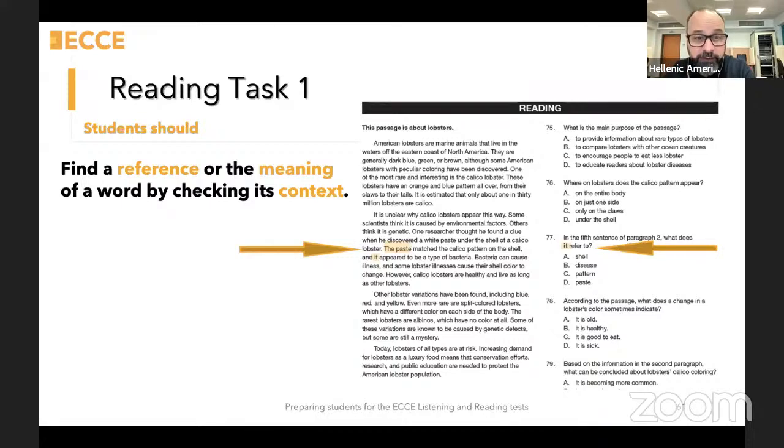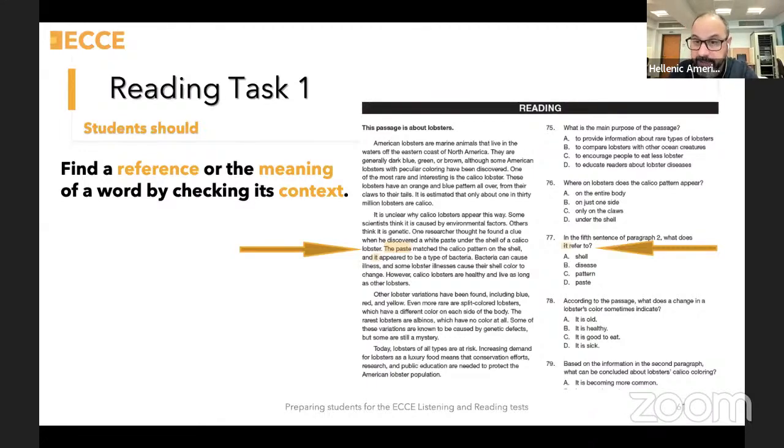And find a reference or the meaning of a word by checking the context. Remember, the vocabulary questions will be part, let's say, of the reading section. And of course, luckily for the test takers, now they've got a whole paragraph, a whole text. They've got the context there to help them guess what the meaning of the word is.